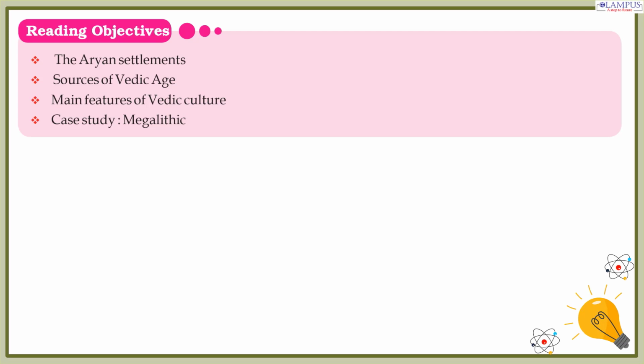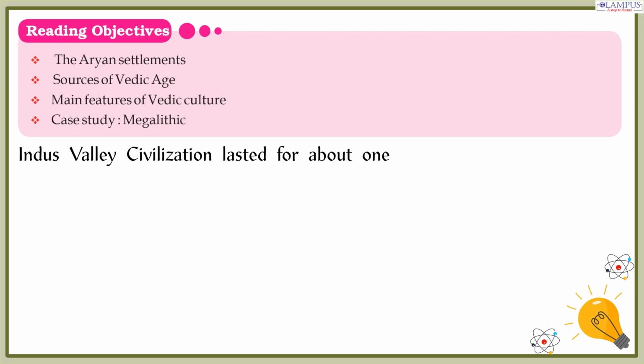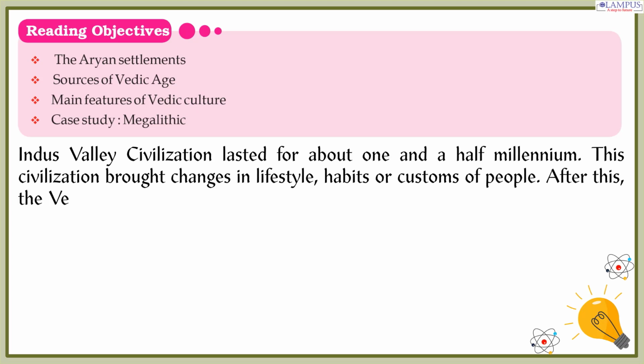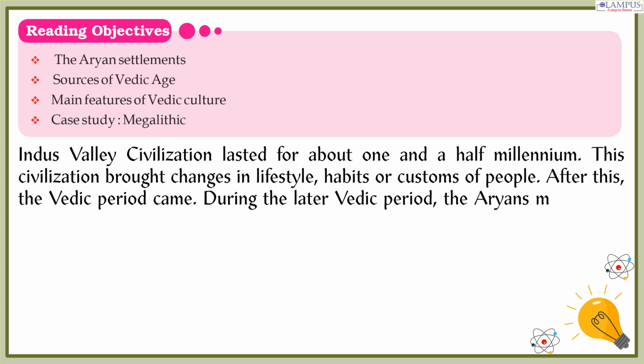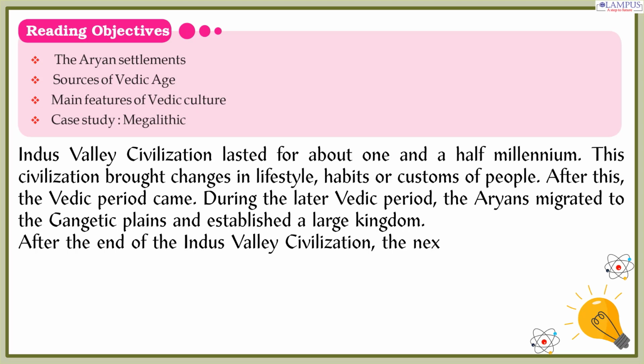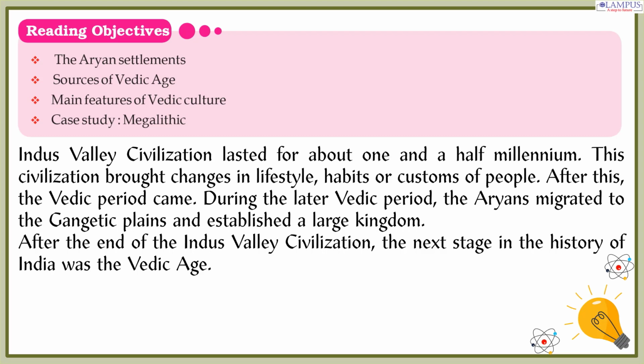Case study. Megalithic. The Indus Valley civilization lasted for about 1.5 millennia. This civilization brought changes in the lifestyle, habits or customs of people. After this, the Vedic period came. During the later Vedic period, the Aryans migrated to the Gangetic plains and established a large kingdom. After the end of the Indus Valley civilization, the next stage in the history of India was the Vedic age.